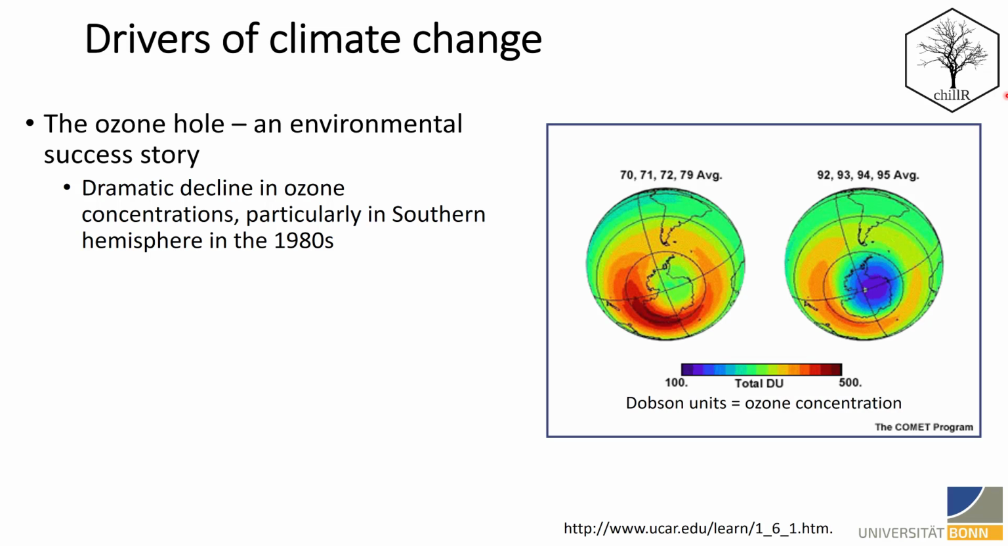So here's an illustration of this. On the left side here, you see the southern hemisphere ozone concentrations measured in so-called Dobson units in the 1970s, and here on the right side in the 1990s. And you can see that there's a dramatic decline here. From roughly, like in the center of the hole, from roughly 300 Dobson units to approximately 100. So that's a pretty massive drop.